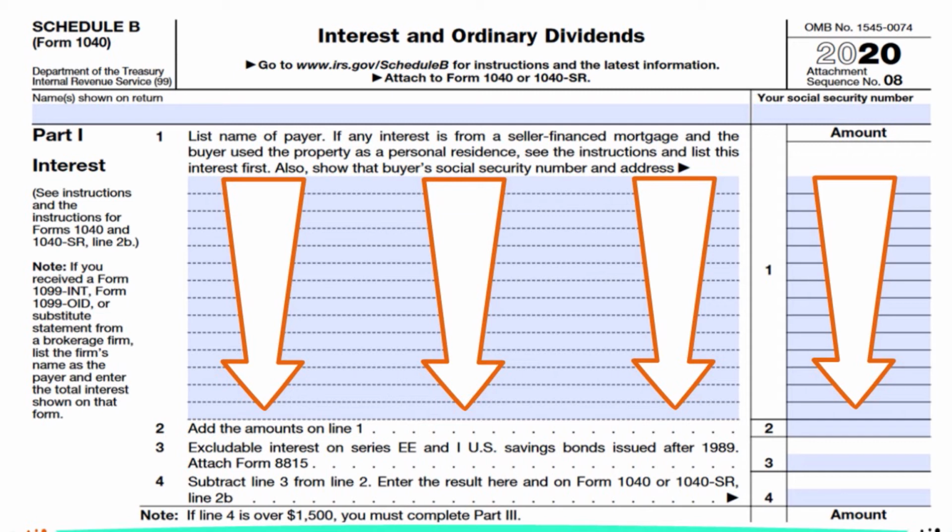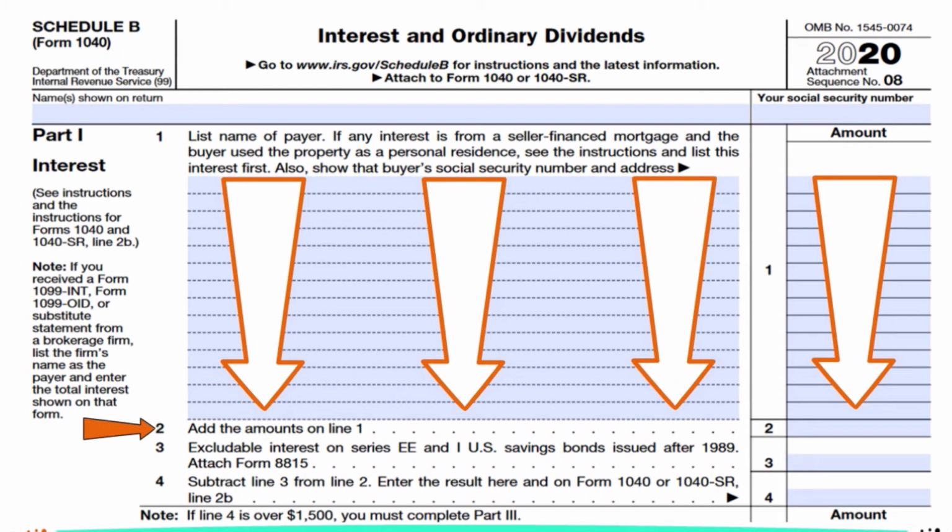Also include interest from any mortgages you financed for someone else if the person used the home as their residence, and interest from U.S. savings bonds that are Series EE, H, and I should go here, even if you plan to later exclude that interest from your income. After that, you just have to add up all your individual interest sources and write the sum on line 2.